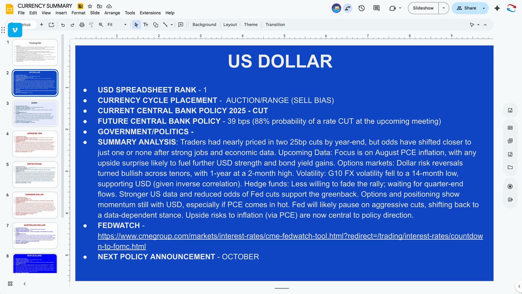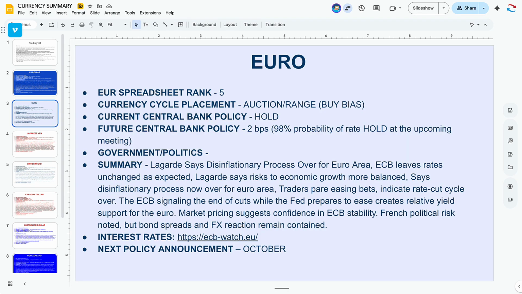Fundamentally, nothing's really changed for the euro over the past couple of weeks. I've still got the same kind of analysis I've had for the last week or so. Lagarde says disinflationary process over for the euro area. ECB leaves rates unchanged as expected. Lagarde says no risk to economic growth. More balance. Says disinflationary process now over for euro area. Traders pare back easing bets, and you can see that here.